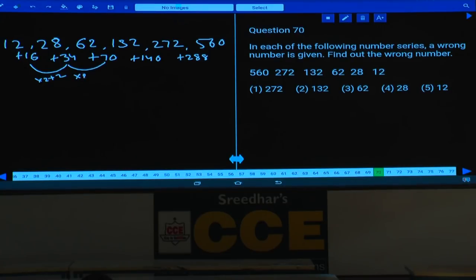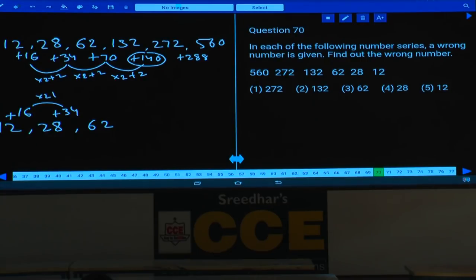34 into 2, 68 plus 2, 70. And 70 into 2, 140 plus 2. Here it must be 142 that should be added, isn't it? Now let us work out this one. 12 plus 16 is 28 and 28 plus 34 is 62. Now 16 into 2, 32 plus 2, 34. 34 into 2, 68 plus 2, 70, and 62 plus 70 is 132. Next one must be 70 into 2 plus 2. 70 into 2, 140 plus 2, 142, isn't it?